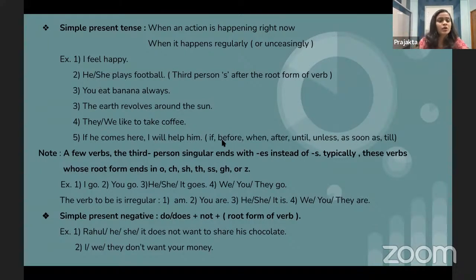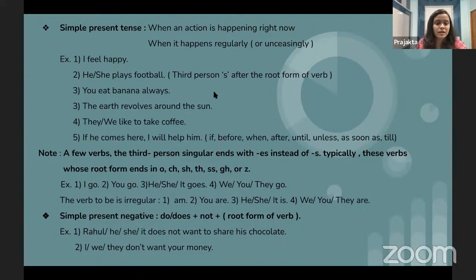You eat banana always. See, the word always comes here. That means you always eat banana. Whenever there is a habitual thing that happens every day, we use simple present tense in that sentence. See the next example.